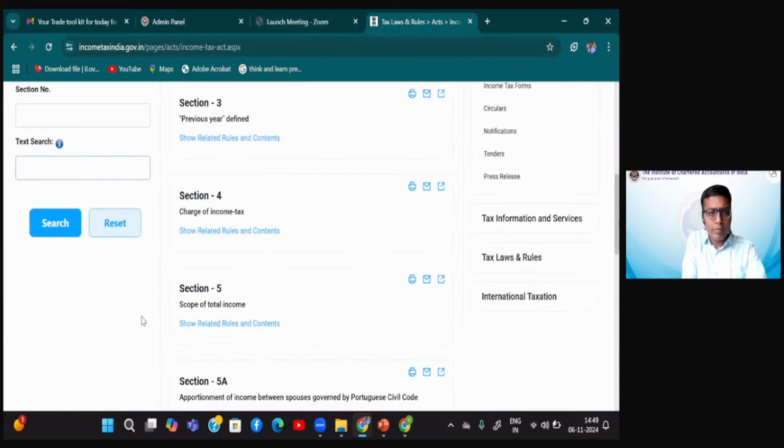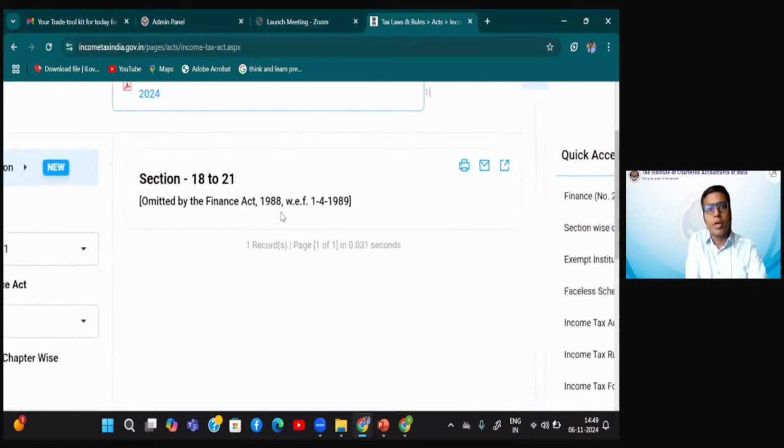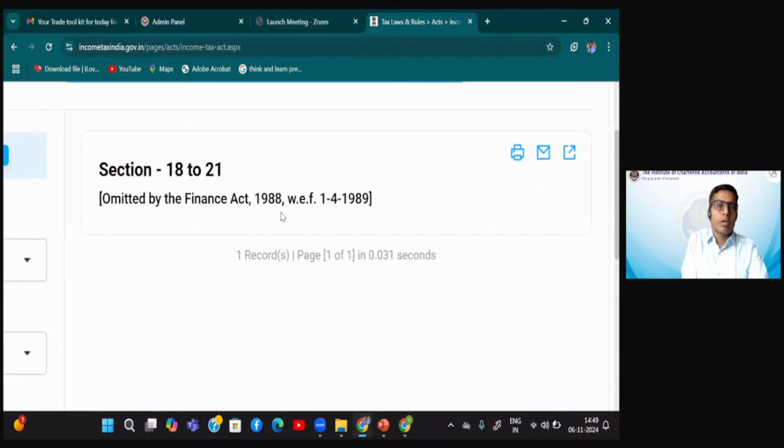Now, if you want to find out, simply do one thing: section 18, I'll type. Now see what it is saying: 18 to 21 omitted by the Finance Act 1988, applicable from the assessment year 89-90. So see, Bhumika, you get the answer. Thank you, Bhumika, for asking this question, because of you I also checked what that year was.